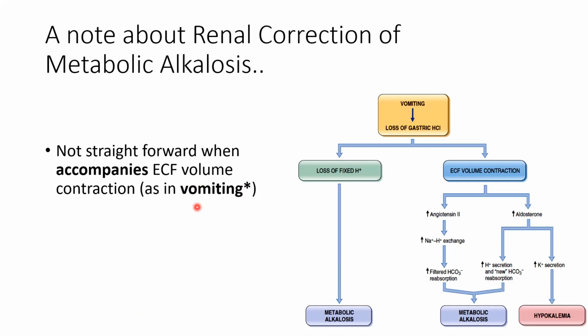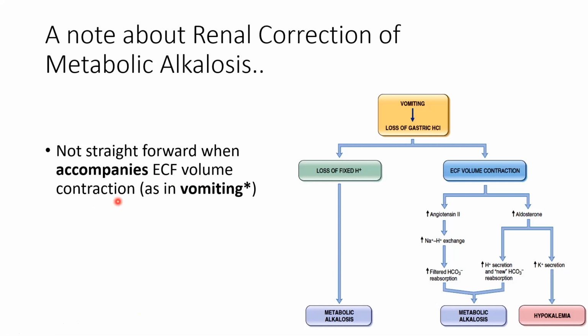Well, in hemorrhage, you have volume contraction. So ECF volume contraction will be there. But what won't be there is loss of any fixed acid. It's hemorrhage. It has nothing to do with any fixed acid, right? So it's simple ECF volume contraction. Any other cause is not even volume contraction, like ingestion of some excessive alkali, like an antacid. That's a simple, straightforward, just increase the bicarbonate excretion, and that's that.